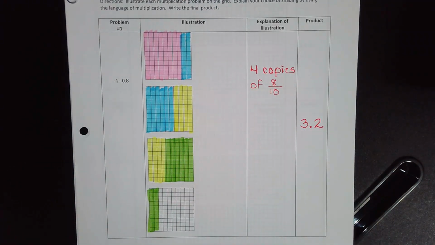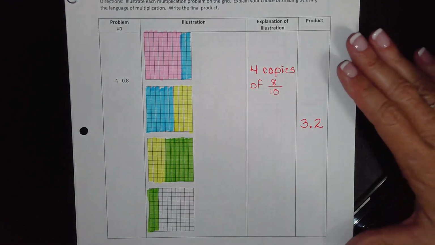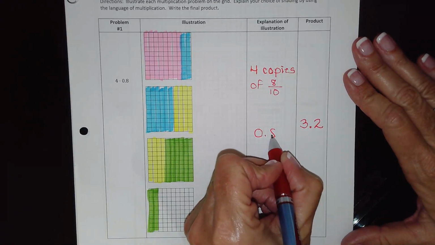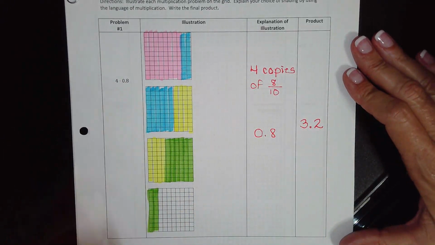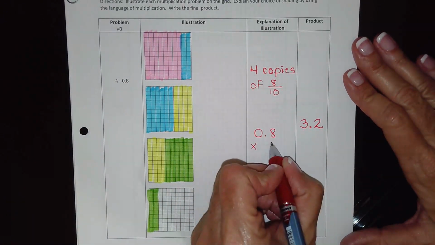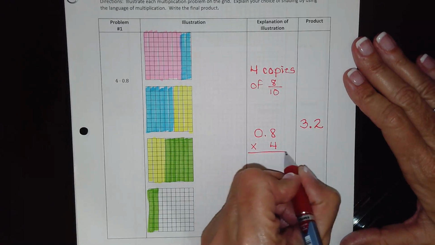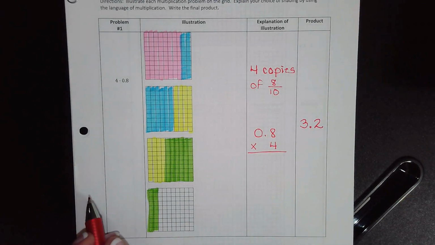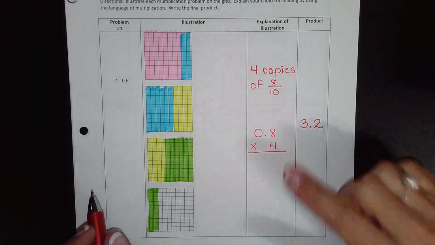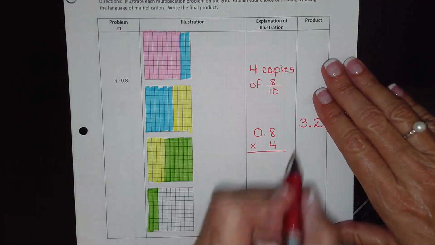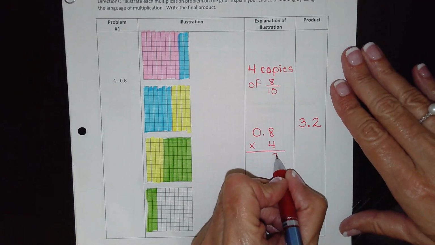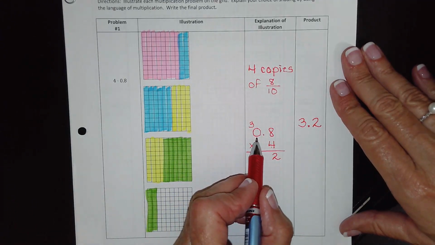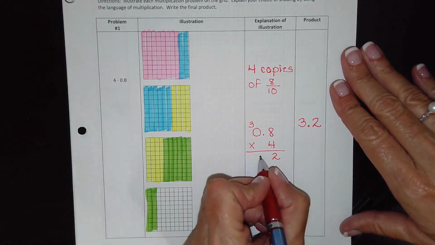the answer in decimals. Had we done the algorithm, I usually put the longer number on top, remember in multiplication, order doesn't matter, so I put the longer number on top and the shorter number down low just to make it easier to do. And you'd get the same answer doing 4 times 0.8, but this way I only have 1 line. If I do the other way, I have 2 lines. So 8 times 4 is 32, carry your 3. 4 times 0 is 0. 0 plus 3 is 3.